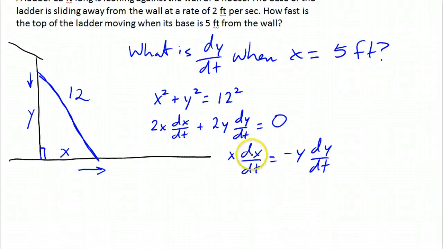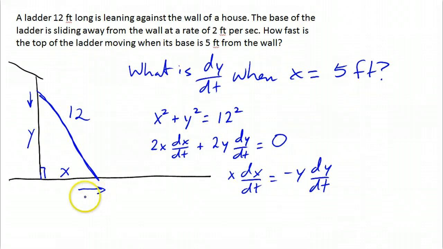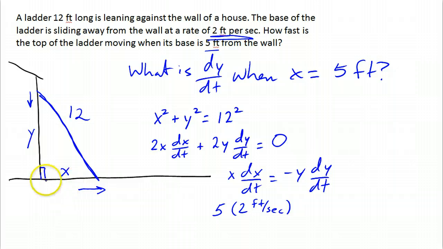So what do we know? We've taken the derivative. Now it's safe to plug in our numbers. We know that dx/dt is 2 feet per second. So I'm going to put that in, and we want to know what is dy/dt when the base is 5. So I have 5 times 2 feet per second, and that is positive because it is increasing that distance.